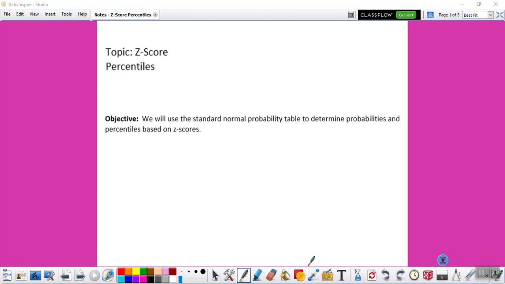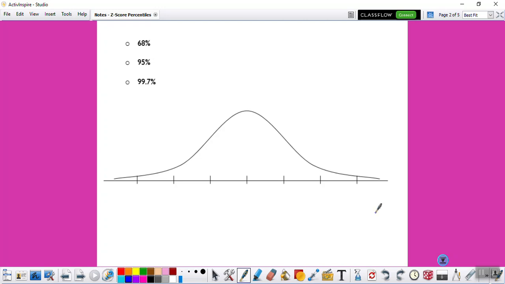Today we're going to be talking about Z-score percentiles. Our objective is that we will use the standard normal probability table to determine the probabilities and percentiles based on Z-scores. So, first thing we're going to talk about is the empirical rule.